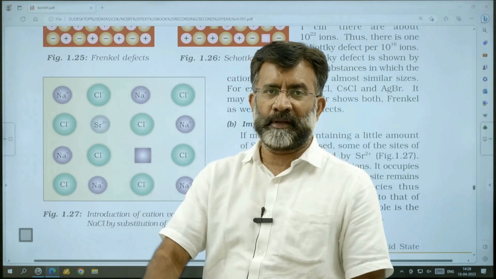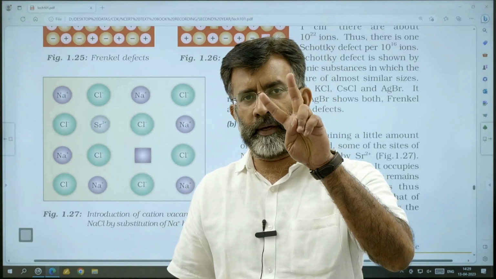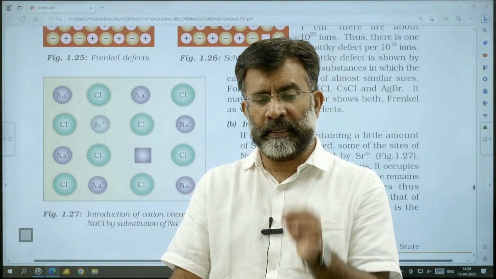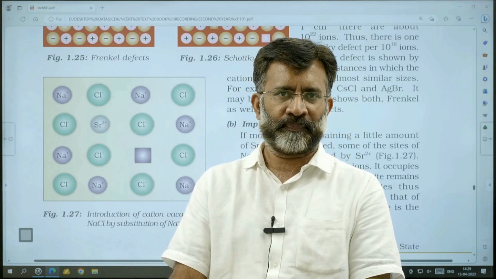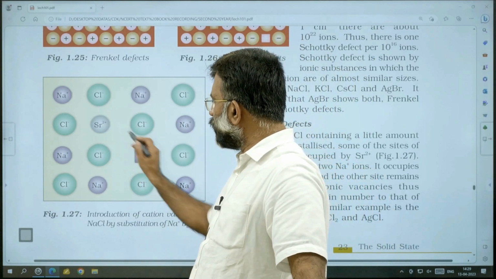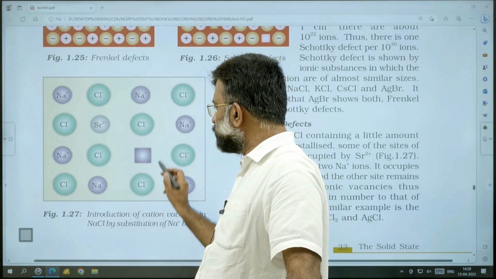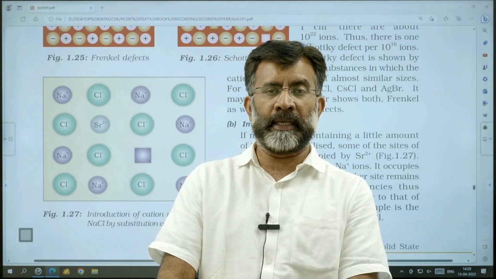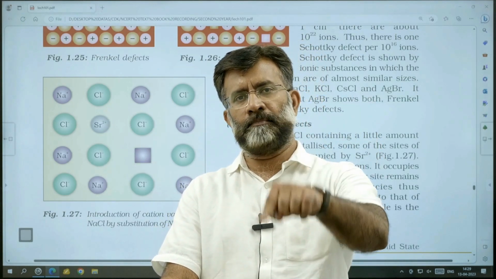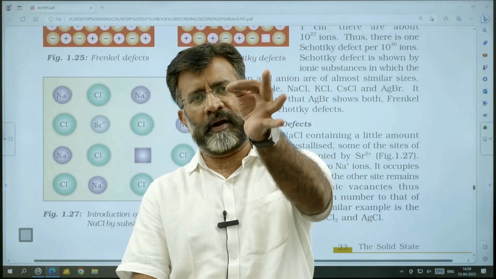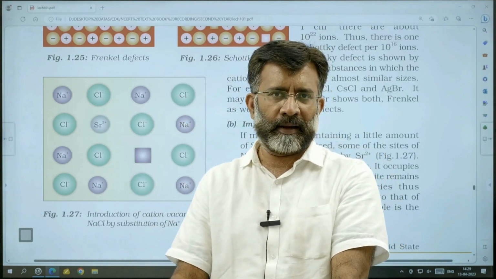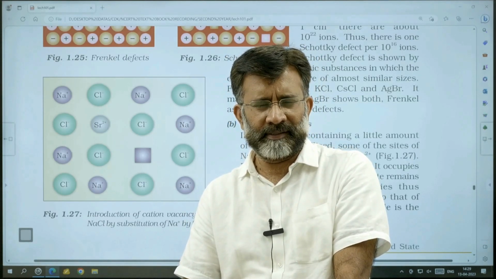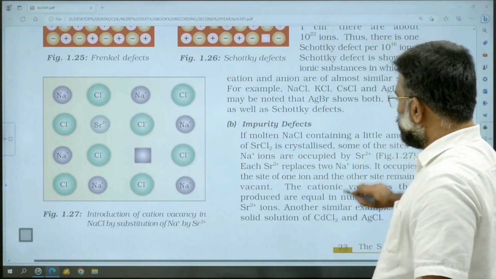You know strontium is divalent. So for 2 sodium, 1 strontium is enough to neutralize the charge. An ionic crystal must be electrically neutral. That's all. Is it clear? Now you see 2 sodium missing, 1 strontium comes and 1 position remains vacant. So the number of vacancies will be equal to the number of strontium present. Suppose there are 1 lakh strontium present, there are 1 lakh vacancies. There can be questions concerned with those calculations. Simple questions. That is impurity defect.